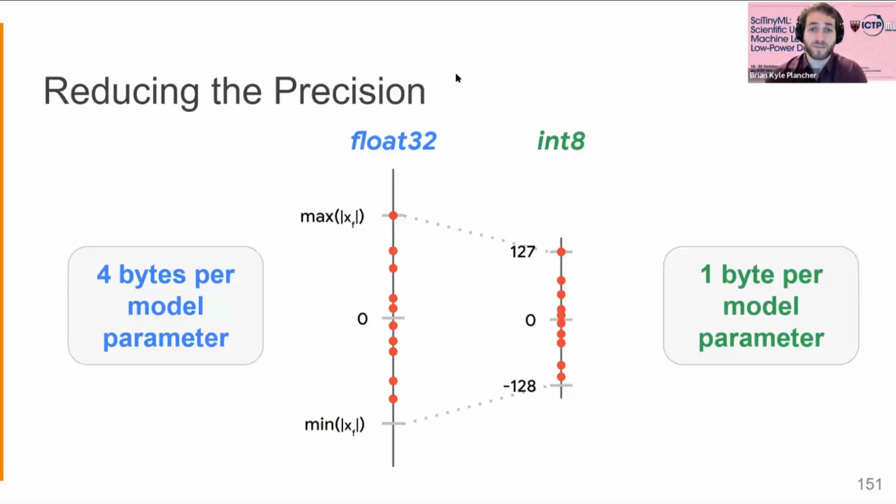Instead, a lot of times in machine learning, people will represent this float with an 8-bit integer. So that's only 1 byte, so we have 1/4 the size. But now we can only represent numbers between 127 and negative 128. So we've drastically compressed the representation power.